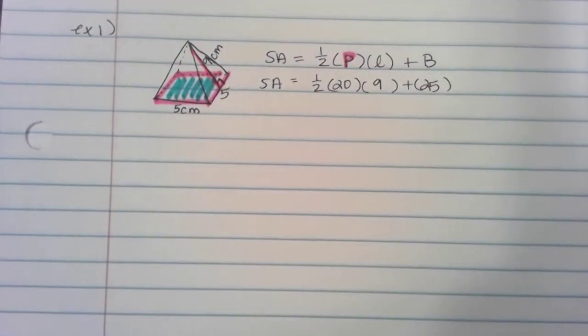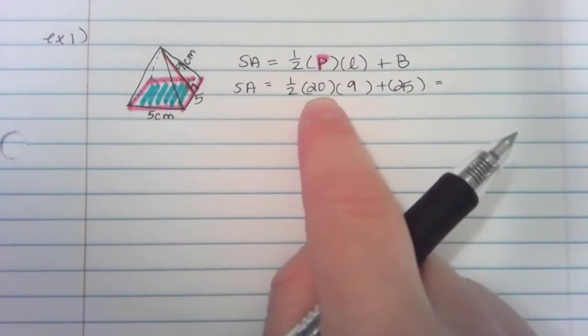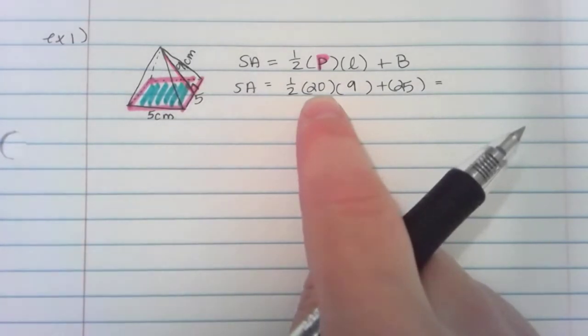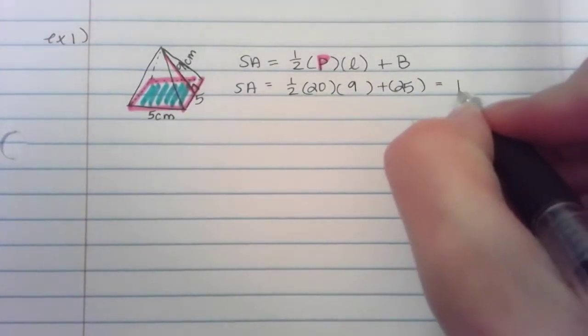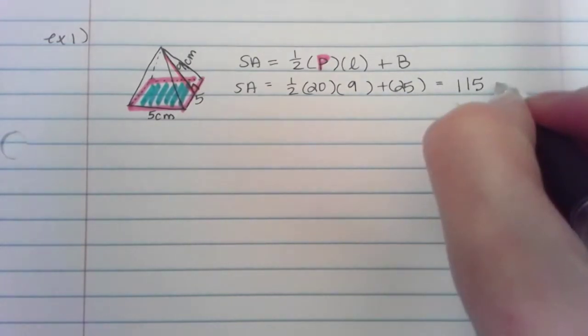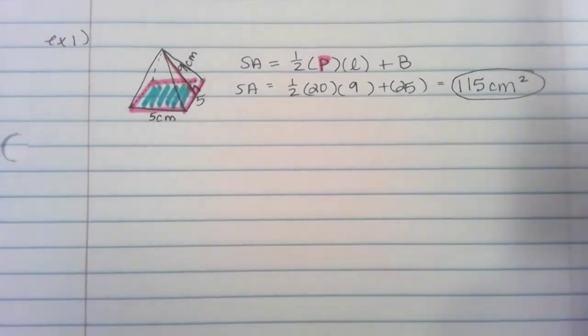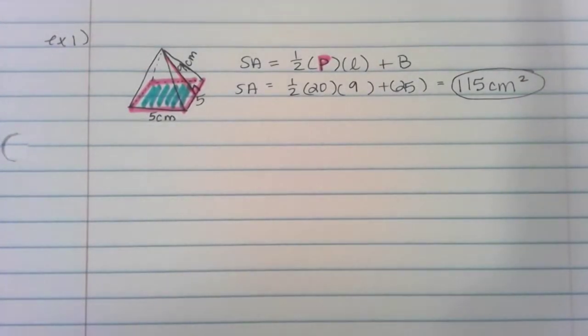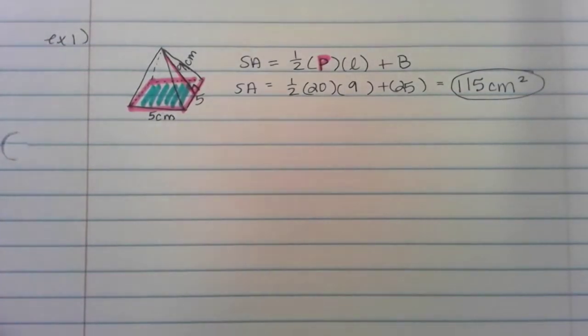And guess what? At this point, plug it all in your calculator. 1/2, 0.5 times 20, that's 10. So 10 times 9 is 90, plus 25 is 115. Did we say centimeters? Centimeters squared. That is how you use the area formula for a pyramid when everything you need is given to you.